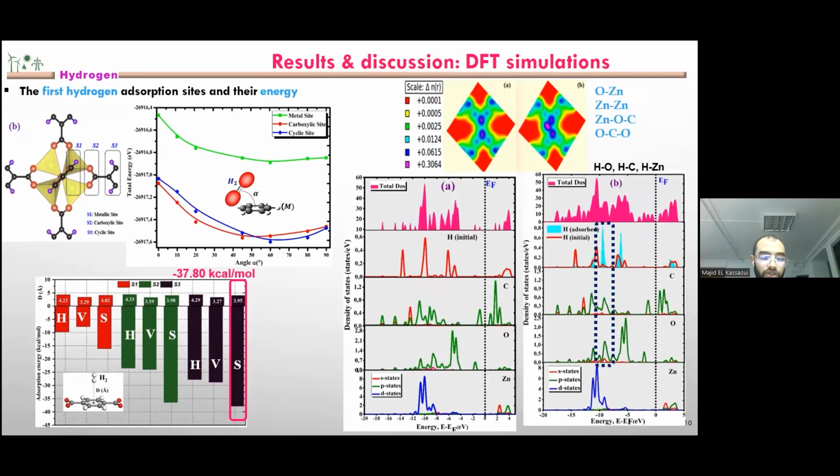Let's talk about the strength or the mechanism of interaction between the hydrogen molecule and the surface. It's important to calculate the density of states before as well as after the adsorption of H2. After the hydrogen molecule adsorption, a new strong hybridization appears between the H atom and the carbon, and H with the oxygen atoms.